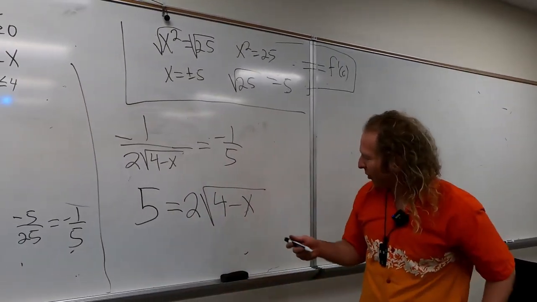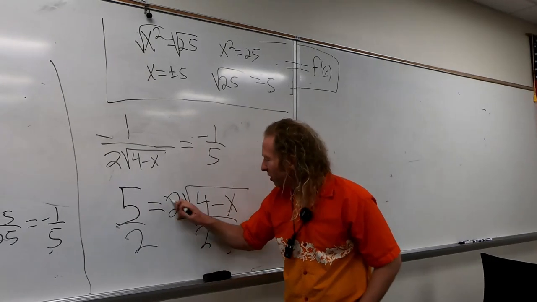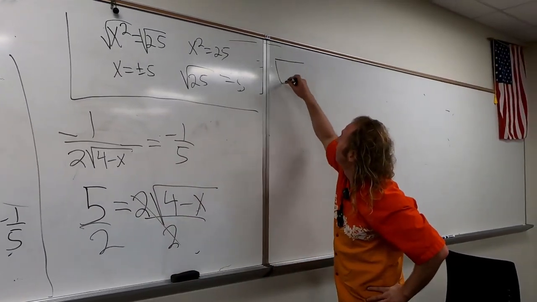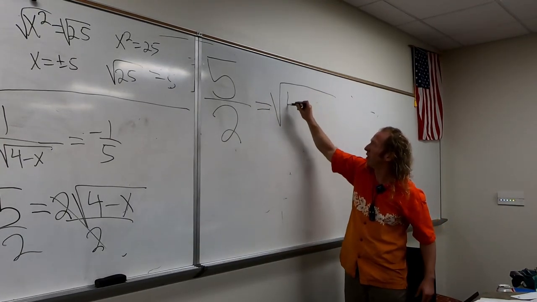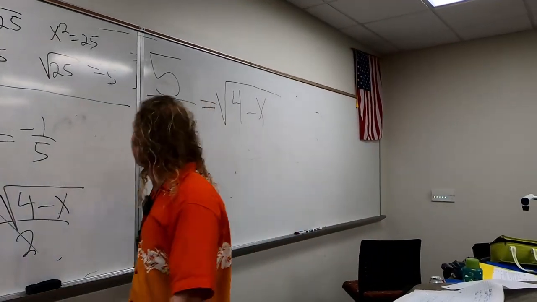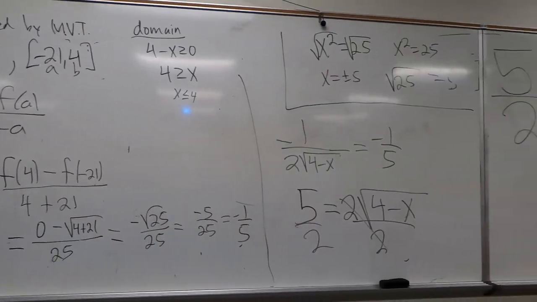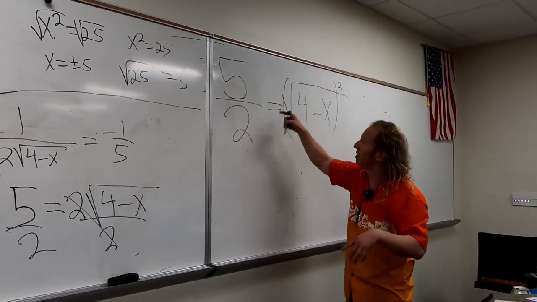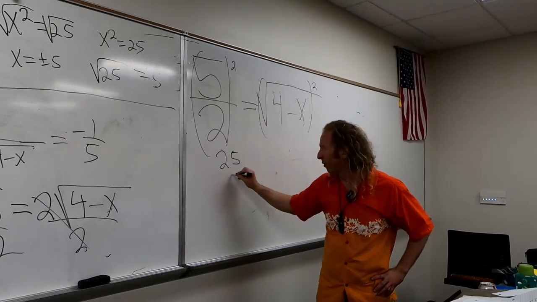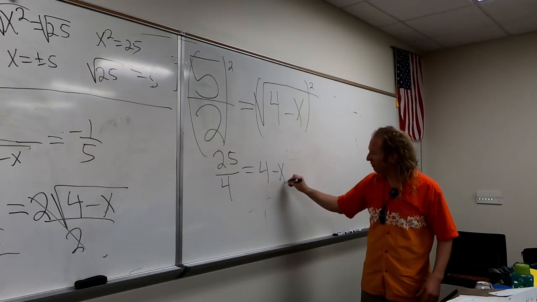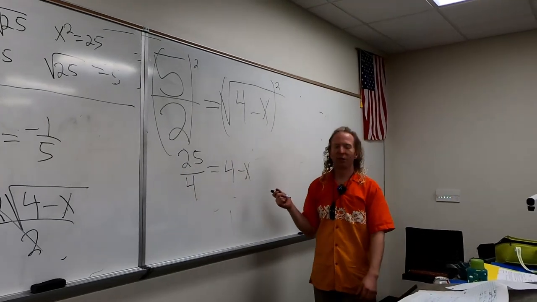Now we're looking for x, so we can divide by 2. It's a good next step. Divide by 2, divide by 2. So we get 5 over 2 equals the square root of 4 minus x. How do we get rid of the square root? Square it. These are really nasty problems. There's some really tough ones in the homework. You'll see after this we're going to do some Rolle's ones. Square this side, so you get 25 over 4, because you square each piece. 25 over 4 equals 4 minus x. Now subtract the 4. When you're subtracting the 4, think of it as 16 over 4. So it'd be 25 over 4.